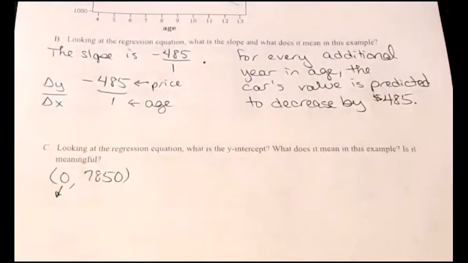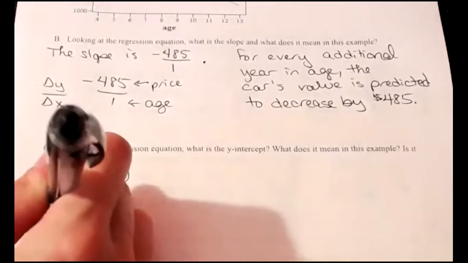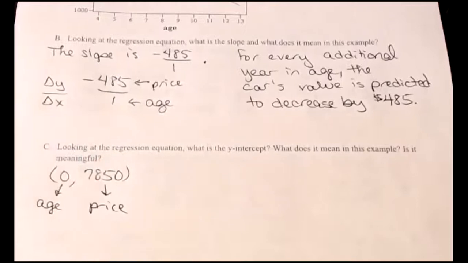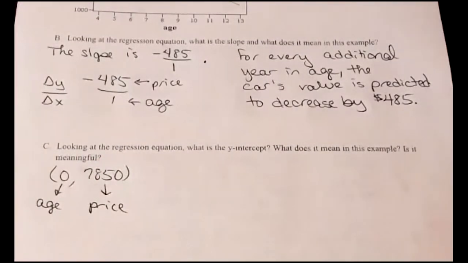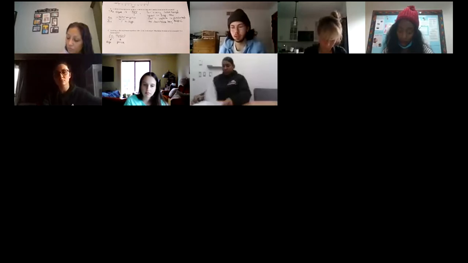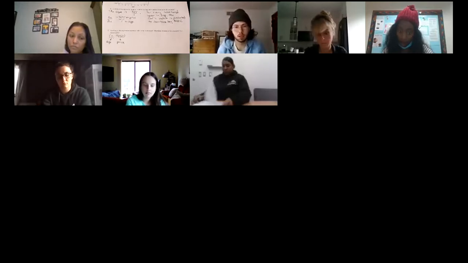Label what the X is. We know that X is age. Label what Y is. We know that this is price. Good. So let's go with Holly. What does this ordered pair 0, 7850 mean to us? That would mean when the age of the car is 0, the cost would be $7,850.